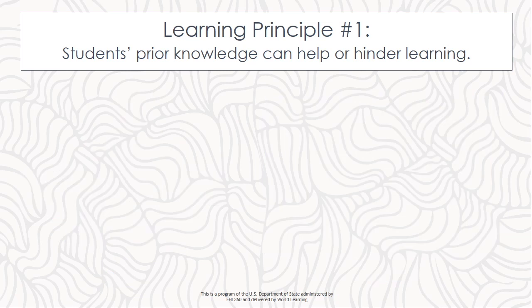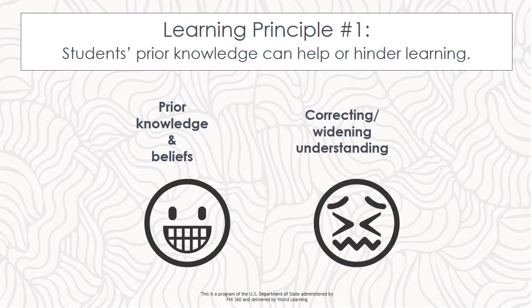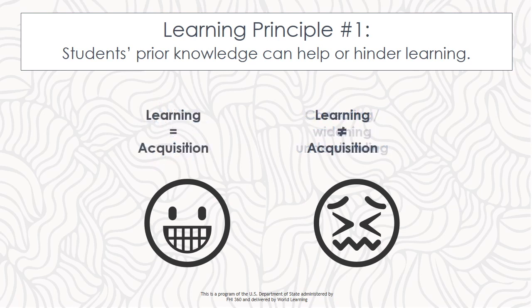The other side to principle number 1 is that sometimes new learning conflicts with knowledge and beliefs that the learner already has. The learner's previous understanding either needs to be corrected or widened. This may have happened to you when you first read about the differences between learning and acquisition. Learning to use words in a new, more technical way can be difficult at first because of the conflict it represents with previous knowledge.